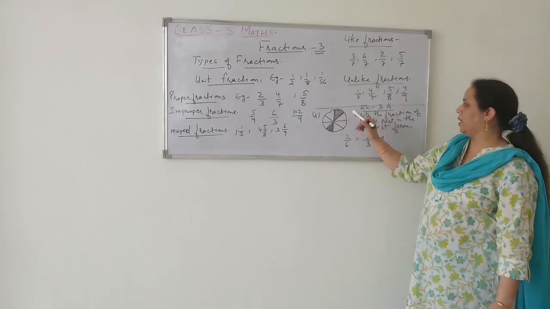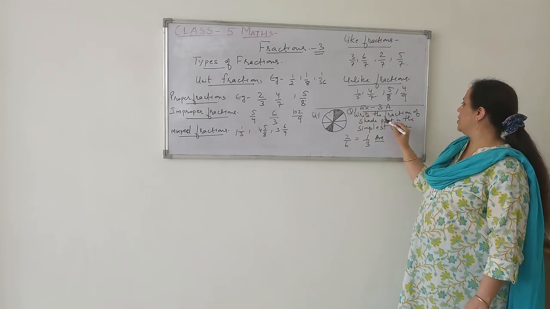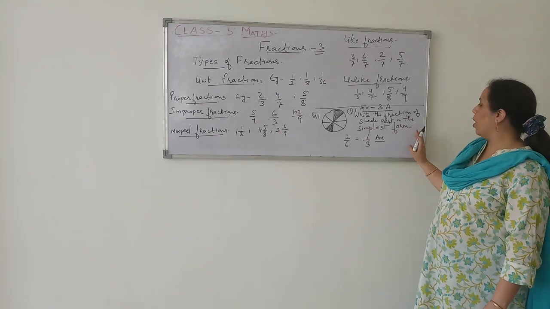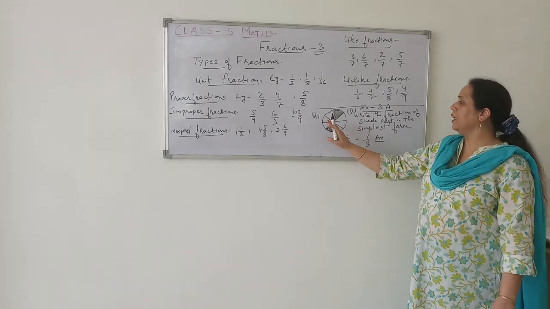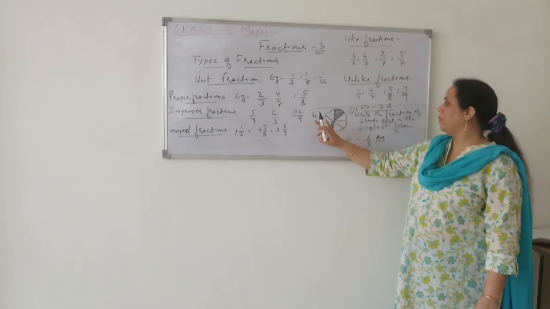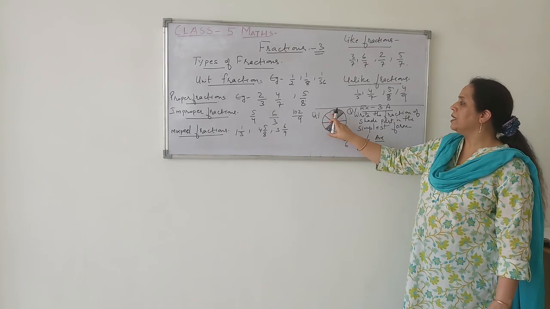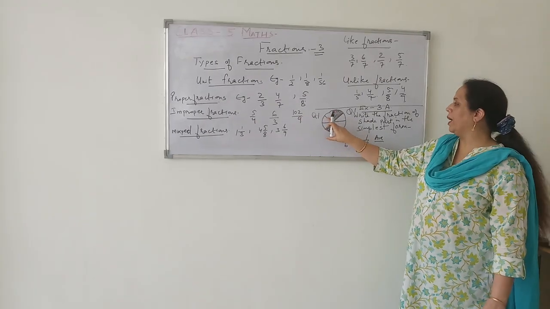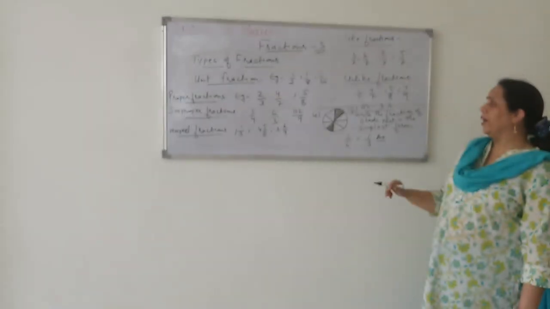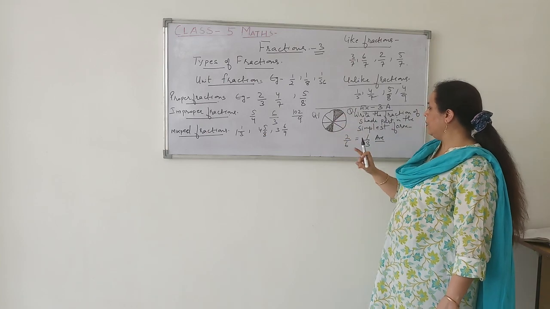In the exercise 3A, our first question is: write the fractions of the shaded part in the simplest form. When you have the simplest form, then if the fraction can be divided, you will divide the fraction. First we will see this figure. In this figure we have the 6 portions. That is 1, 2, 3, 4, 5 and 6. And when we see, only 2 portions are shaded here.